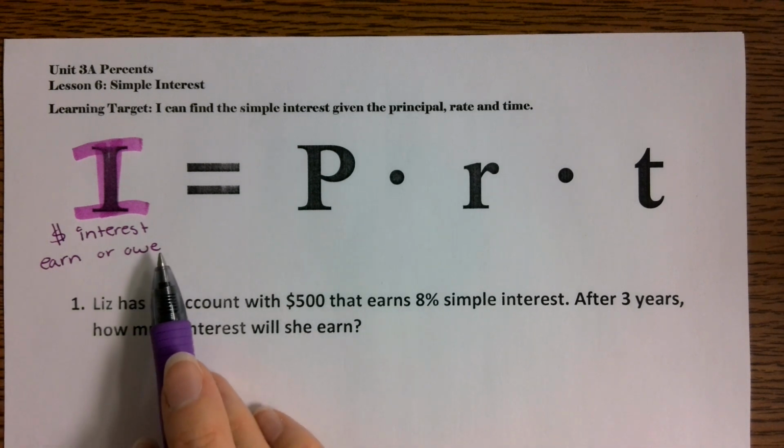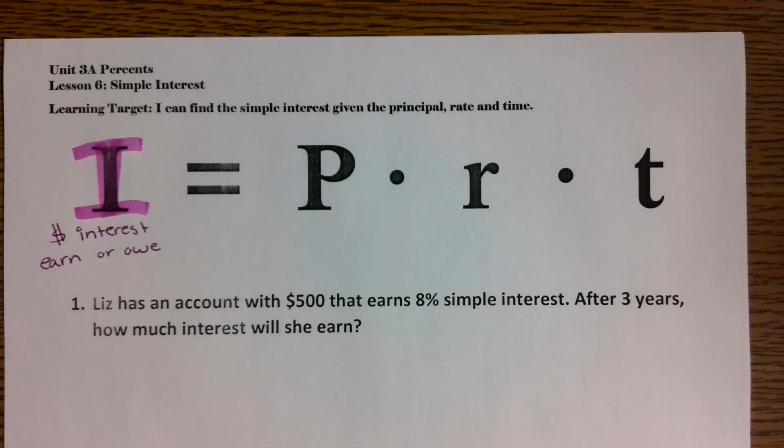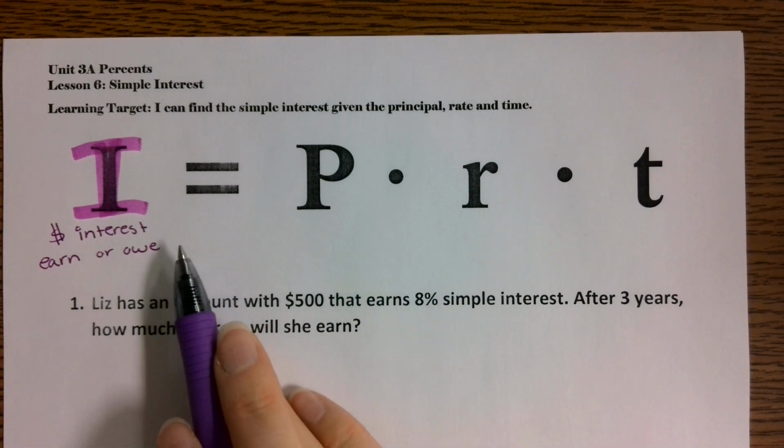When you owe interest, that's when you have borrowed money. So if you borrow money from a bank for like a loan for a house or a loan for a car or student loans, or maybe you've even borrowed money from a friend and they've decided to charge you interest, then that's money you have to pay back.